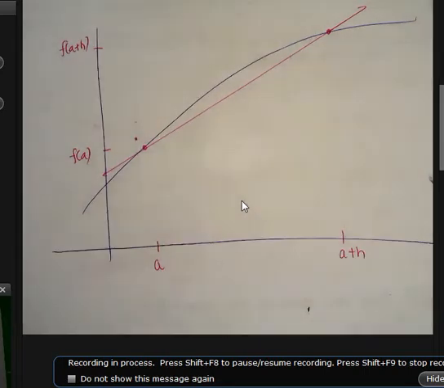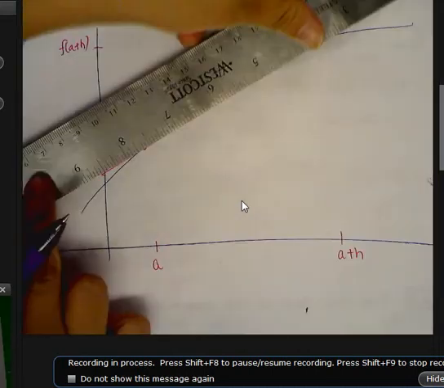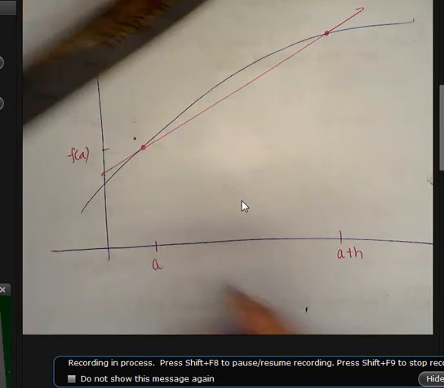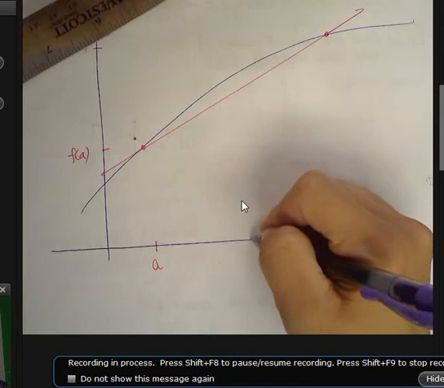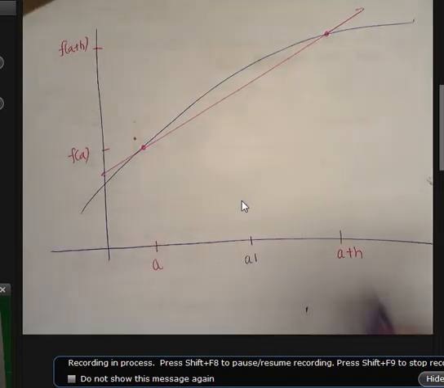No, I'm trying to figure out how to do this because if I want to know, okay, that's the slope of the secant, but I want to know the slope of the tangent. So let's just do this. So in the middle, let's call that a plus half of h.